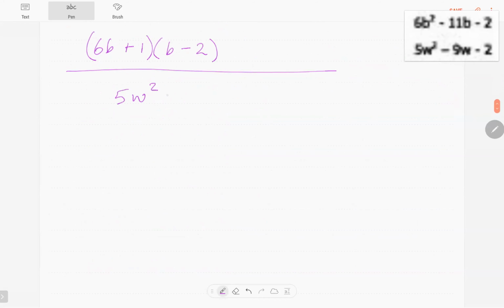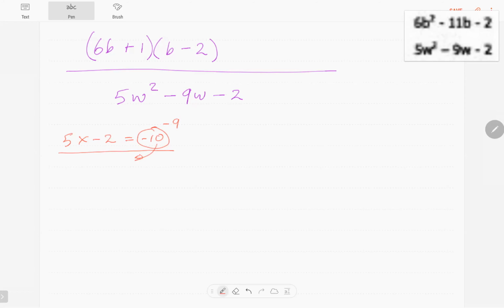5w squared minus 9w minus 2. These are pretty easy and straightforward. So the same procedure again. Multiply the two coefficients, the a and the c. So it is 5 times minus 2, which is negative 10. Then we have factors of negative 10 that add to negative 9. I'm giving you some easy ones to begin.